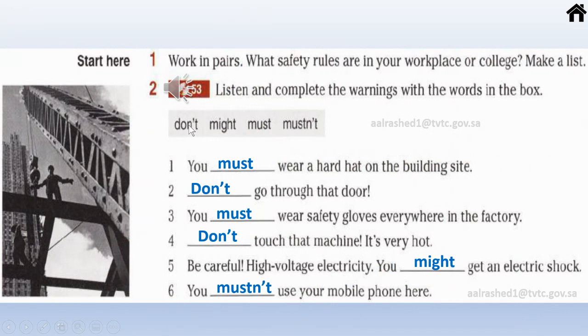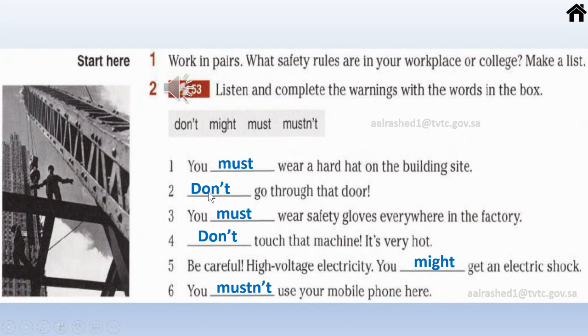Okay, we'll go through one by one. So we have the first one, don't. This is the negative form that you are going to use in the present simple tense, meaning that you are not doing this something, or you didn't do this something. For example, number 2, don't. If you put don't at the beginning, and if it wasn't a question, this sentence tells you to not go where? Through that door.